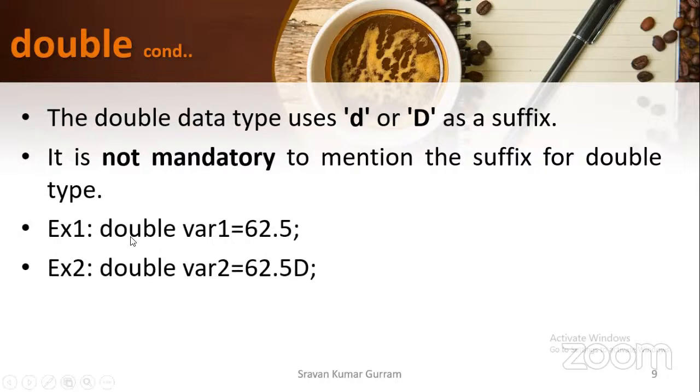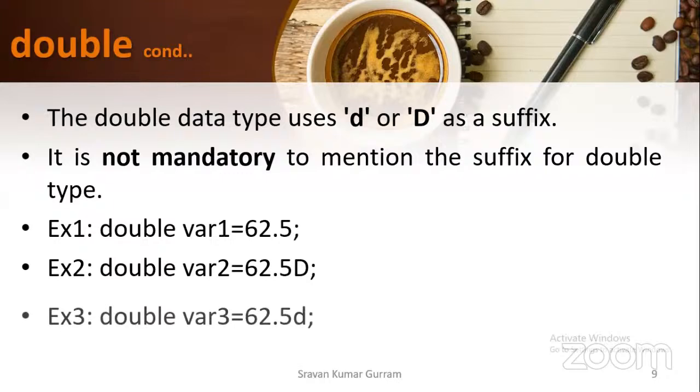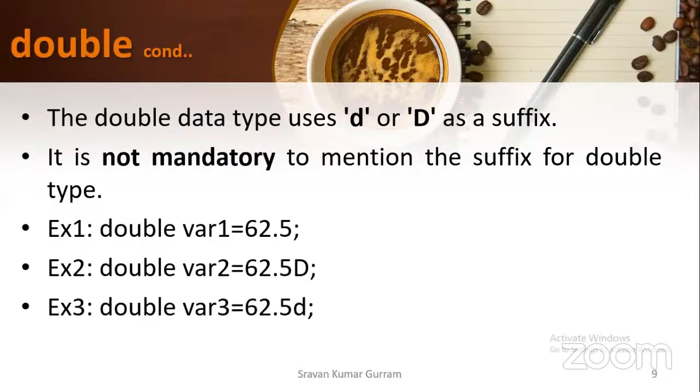See this example. double var1 assigned 62.5. Here I am not using any suffix d, but if you want to use the suffix d, that is up to you. This is valid, this is also valid. Actually, these two statements are the same. With or without writing the d, they are treated the same. You can write capital D or small d, both are valid.